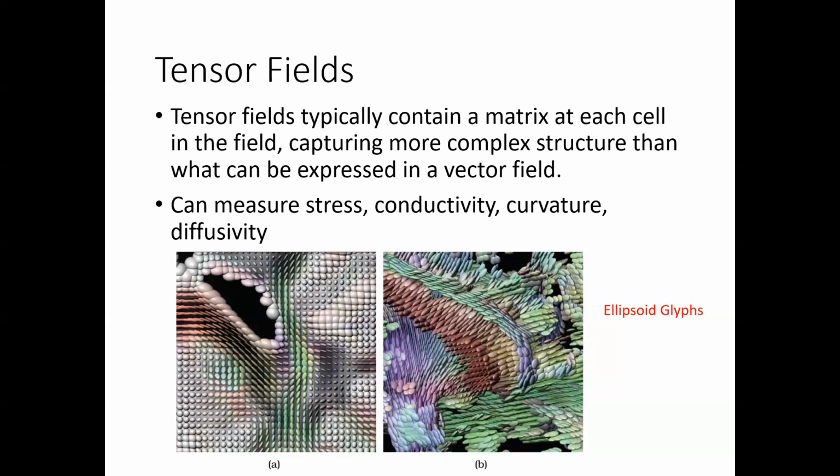The other thing that you can do is tensor field, and these generally contain a matrix at each cell in the field, capturing more complex structure than what you can have in a vector field. These can measure things like stress, conductivity, curvature, or the ability of the region to diffuse things. And the examples that we have here are ellipsoid graphs.